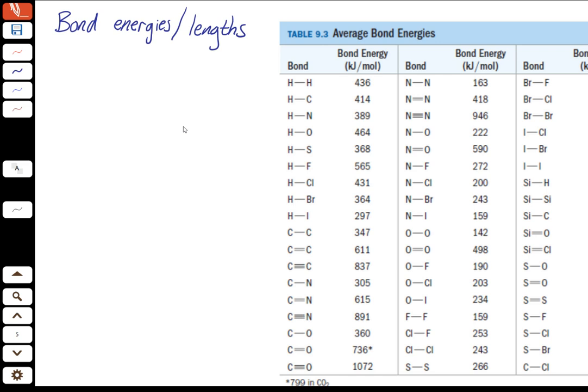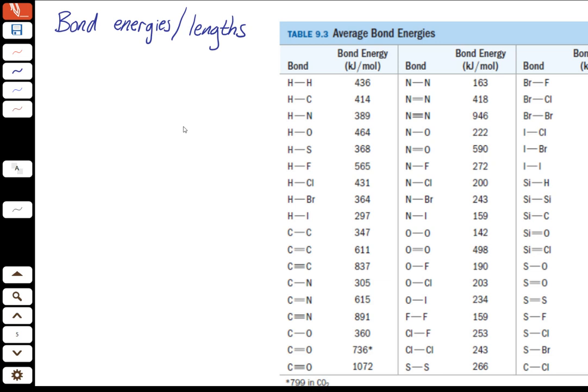In kilojoules per mole. So if we look just at the top left there, a hydrogen-hydrogen bond, that tells us that if you want to break a mole of hydrogen-hydrogen bonds, you have to put in 436 kilojoules of energy. If you form a mole of hydrogen-hydrogen bonds, you give off 436 kilojoules of energy. So the sign of those numbers, whether they're positive or negative, has to do with whether the bond is being formed or broken.